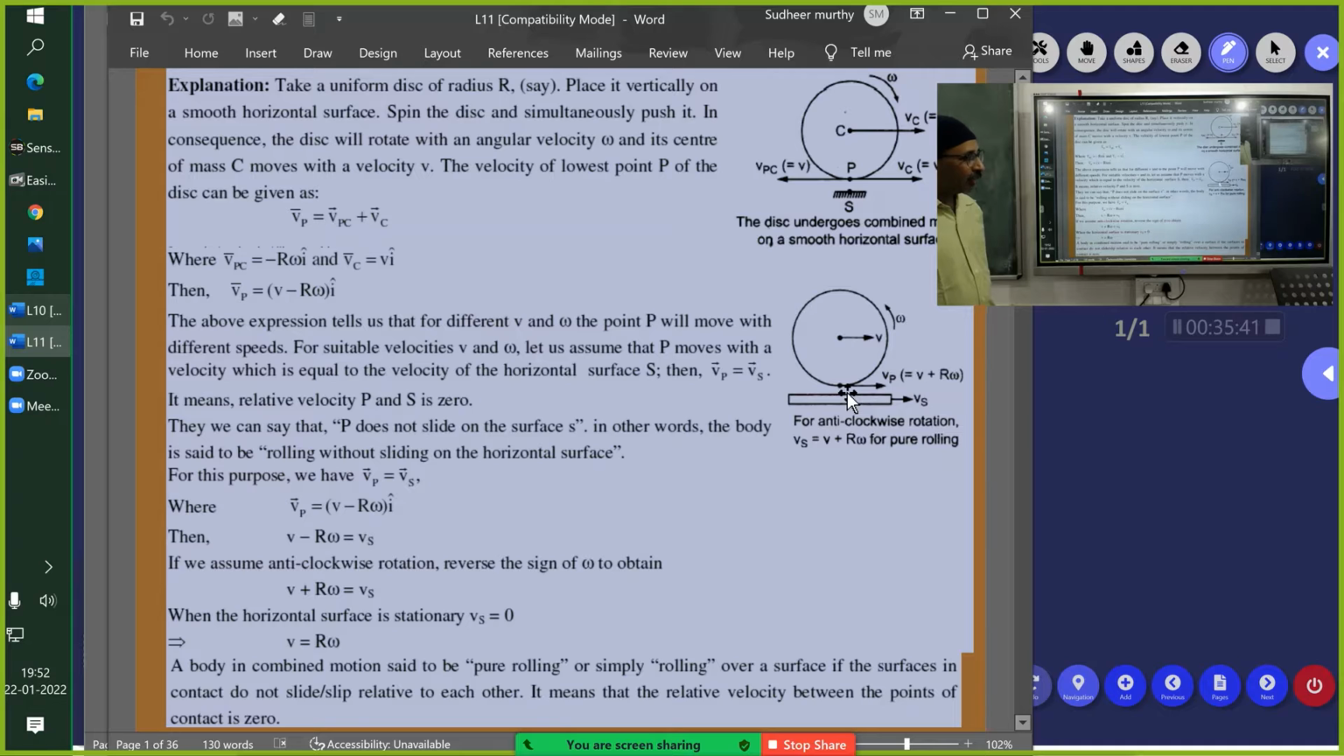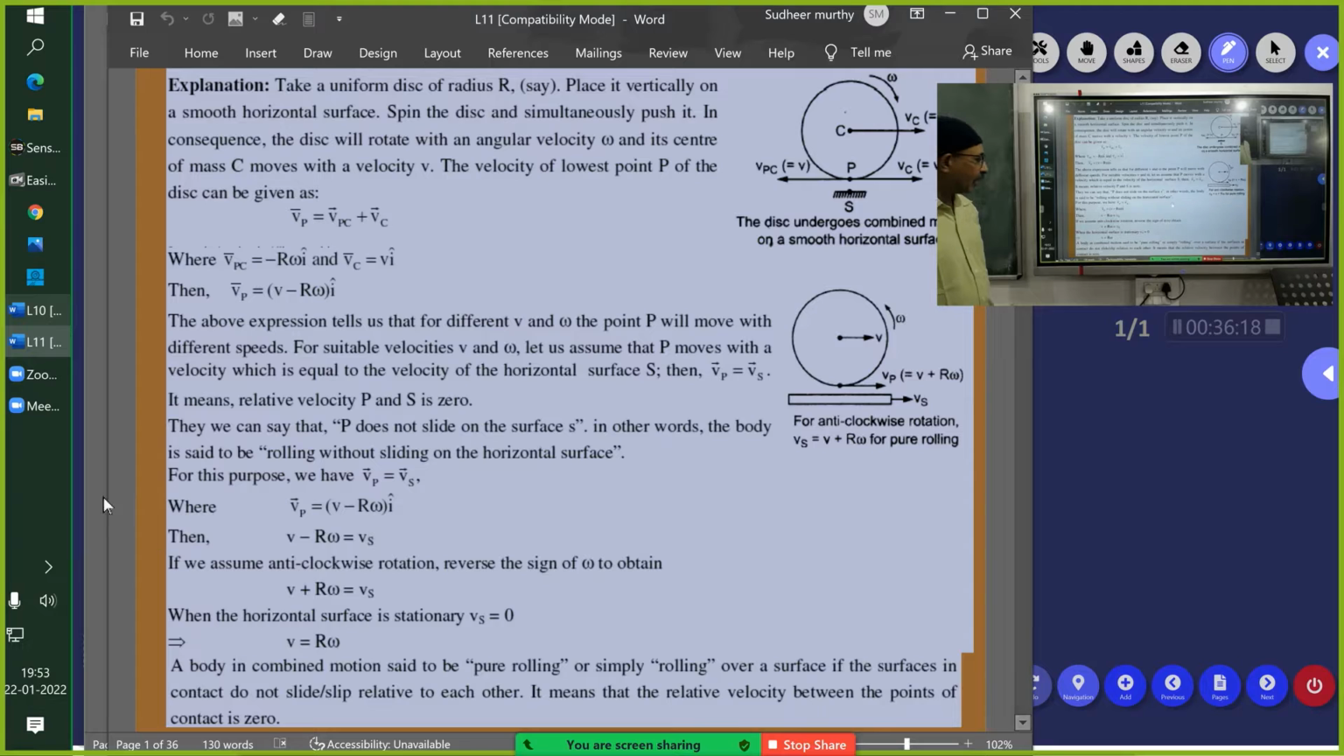The point P of the disc is moving with velocity Vp, and Vp is equal to V minus R omega. Omega is now changed. V plus R omega in the anti-clockwise case, here it is V minus R omega because it is clockwise. So now the relative velocity of P and S is 0. Therefore we can say that P does not slide on the surface S. In other words, the body is said to be rolling without sliding on the horizontal surface.